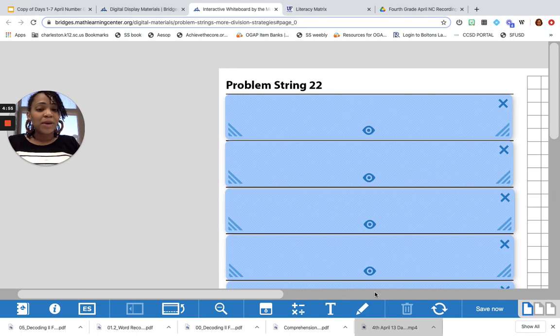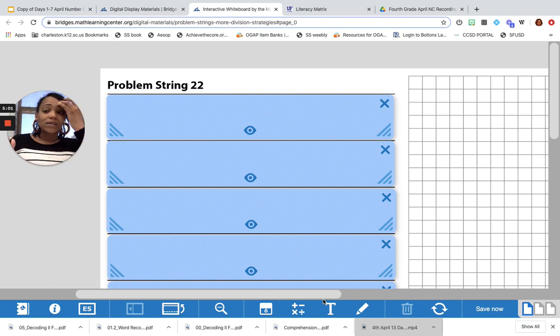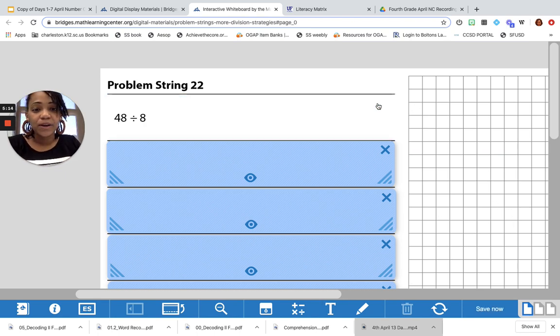And this first one might be really easy for you, but I want to remind you that when we do problem strings, the earlier problems are supposed to be easier because we're supposed to use what we know from the earlier problem to help us with the problems that are going to come afterwards. Okay, so it will progressively get more difficult. So here we go for number 1. 48 divided by 8. What do we know? What is it? You should know your facts.